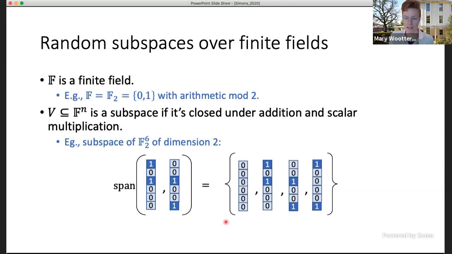So their span contains 0, the first basis vector, the second basis vector, and then their sum mod 2. So this is going to be my subspace. It has size 4.